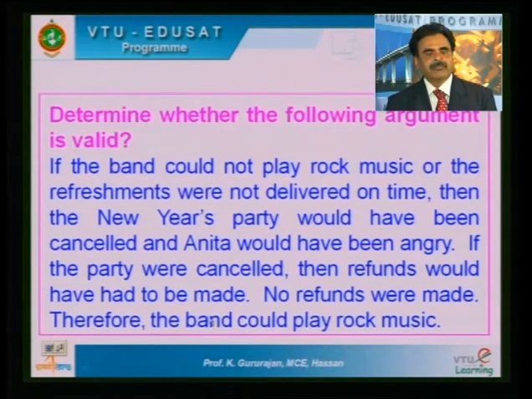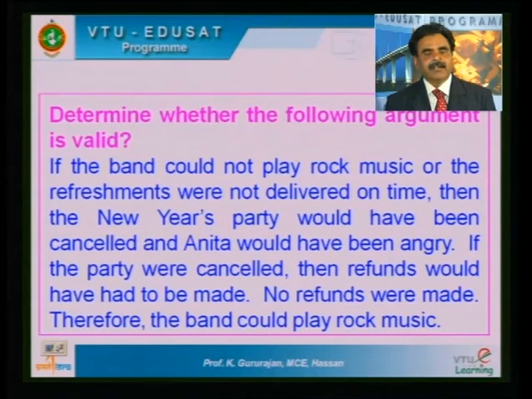Understood? Now we would like to find out, based on these arguments, whether the band will play rock music or not. Now note how many simple propositions we require to formulate this problem symbolically. First one, the band playing rock music or not. Second one, the refreshments being delivered on time. The third one, the cancellation or happening of the New Year party. Fourth one, Anita becoming angry or happy. The fifth one is about refunds being made or not made. So in this problem, I require totally 5 primitive statements, 5 variables. So therefore, here also, if you want to follow the truth table method, I will have a table of 2 power 5 equal to 32 rows.